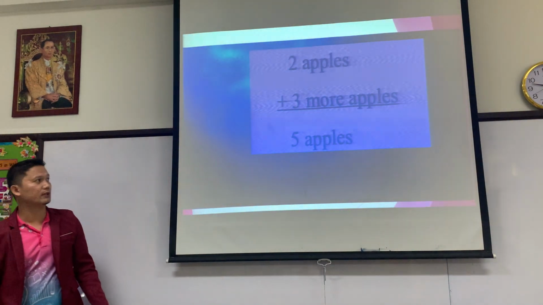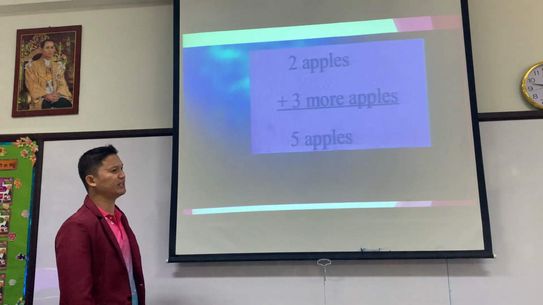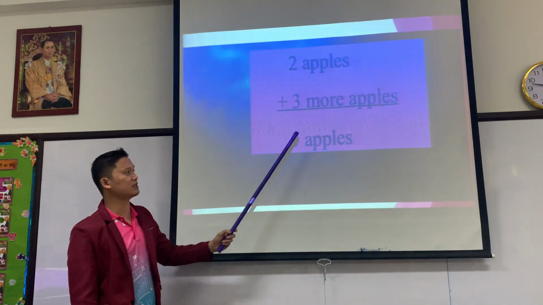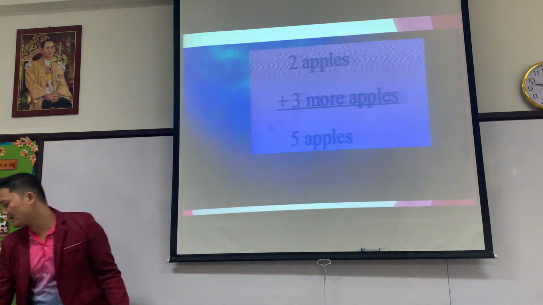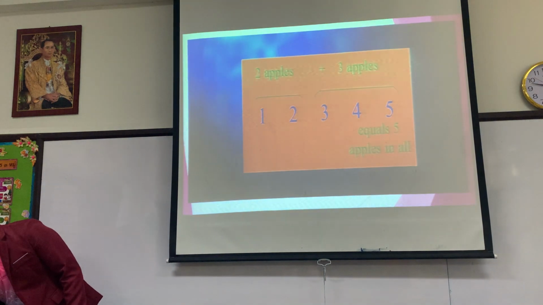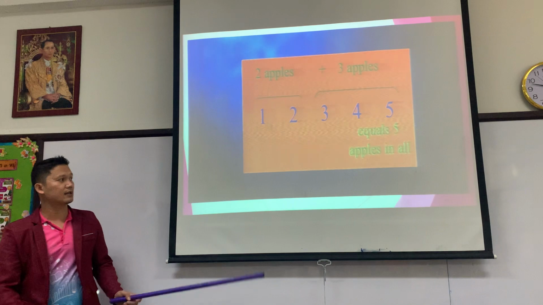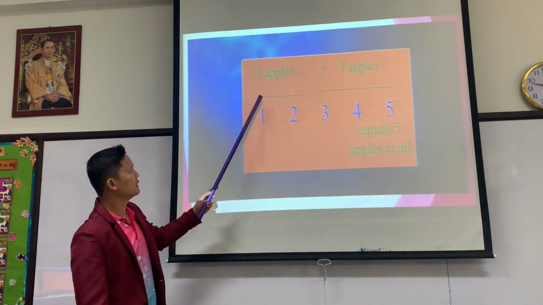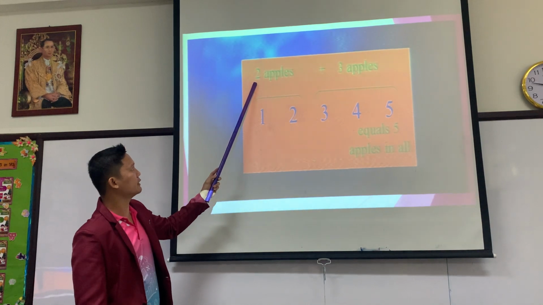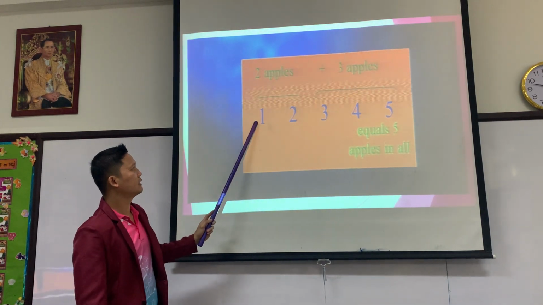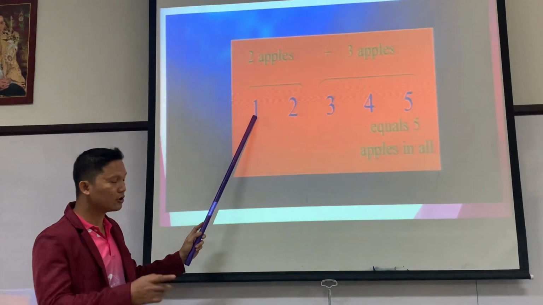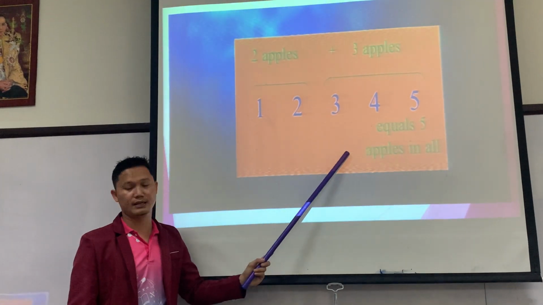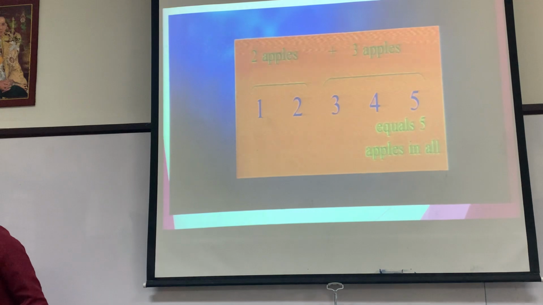Okay, so if we are going to write it in words, we have 2 apples plus 3 more apples equal 5 apples. Okay, so this is the chart. We write here 2 apples plus 3, and then we count all of that, and it is equal to 5, with the apples in rows.